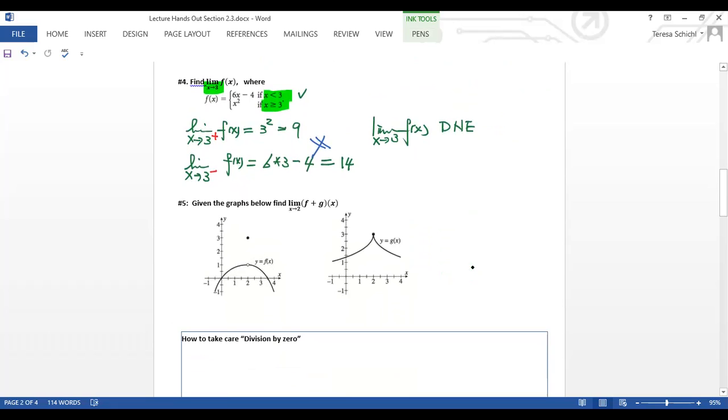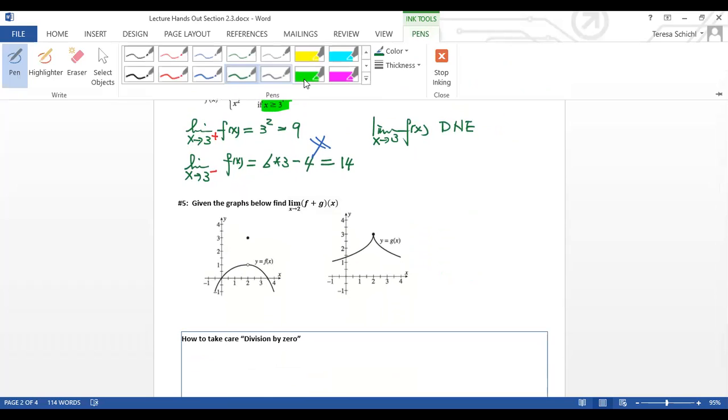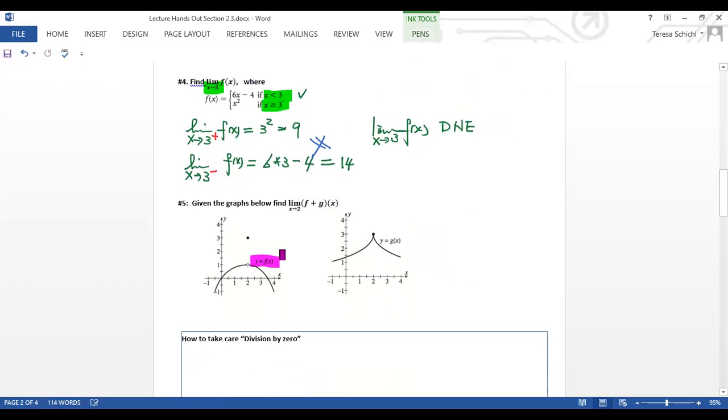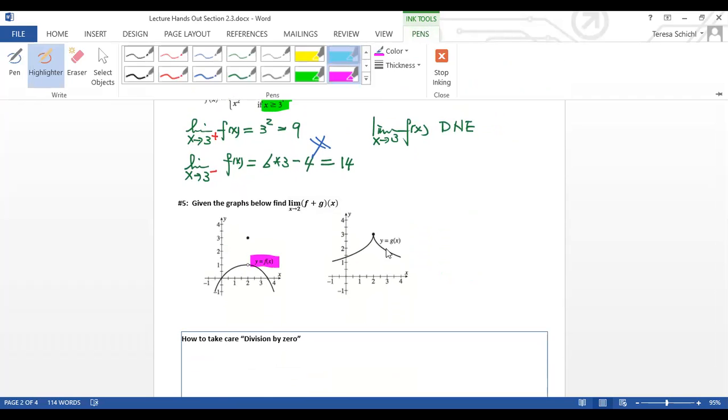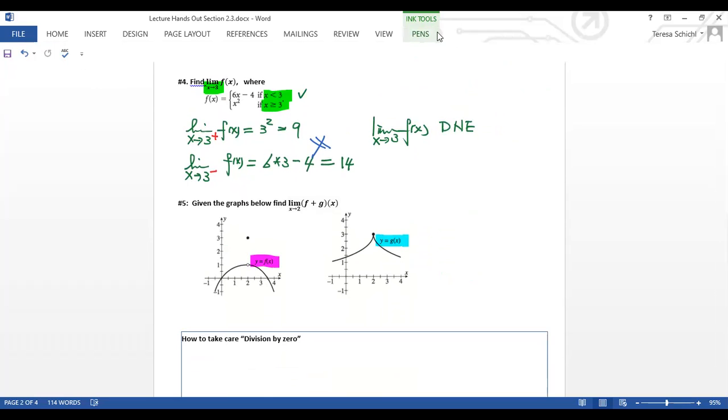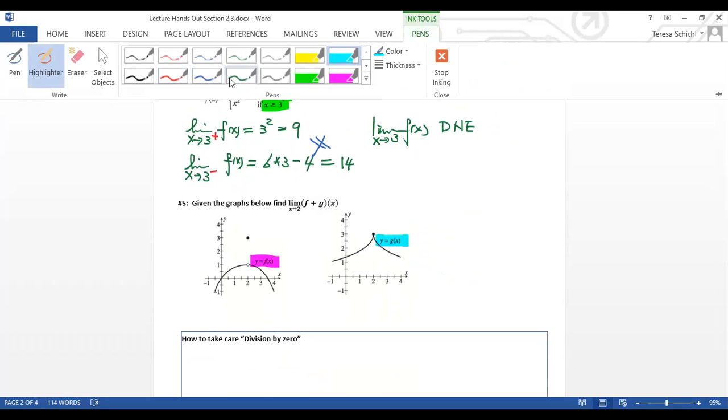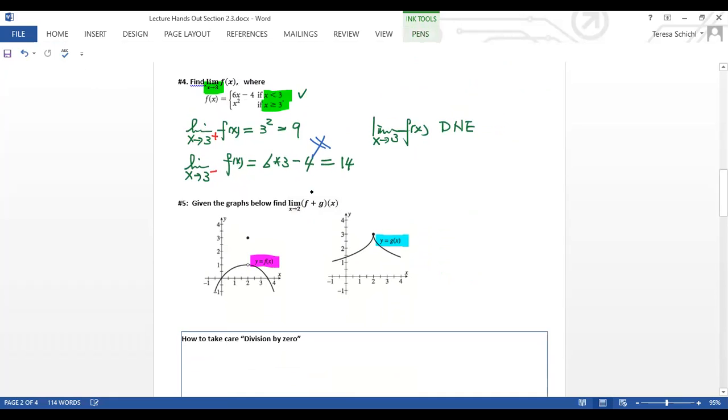Okay, so now next, let's take a look at the graphs. This is the f of x graph, and this is the g of x graph. We want to find the limit of f plus g of x. We know by the limit law this will be equal to what? You add two functions, so it's the limit as x approaches 2 of f of x plus the limit as x approaches 2 of g of x, right?